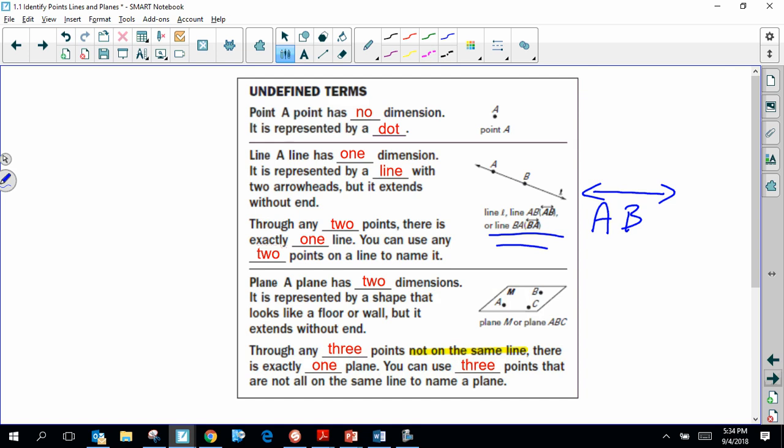A plane doesn't really have a symbol. We just say it's plane such and such. But generally, and I highlighted this part here because it's really important, a plane is formed anytime we have three points that are not on the same line. So that's really important. So here I can say plane ABC, or some variation of those. And they have it here. I can call it plane BAC, as long as those are three points that are not on the same line. And typically they'll give us a capital letter that we can also use to refer to planes.